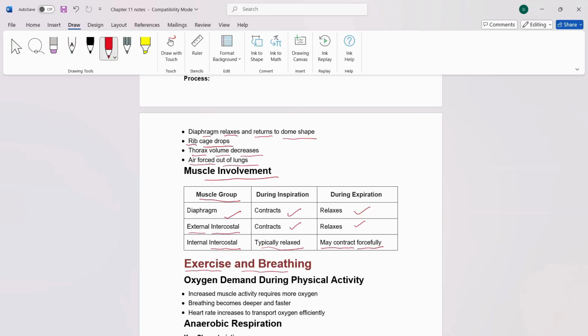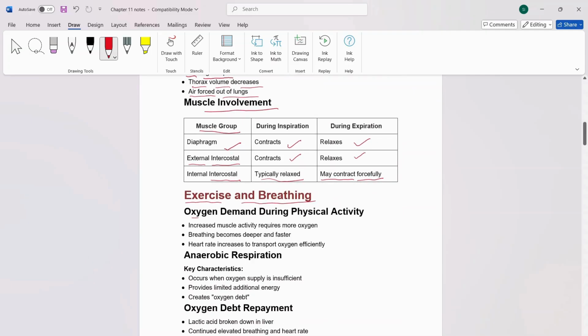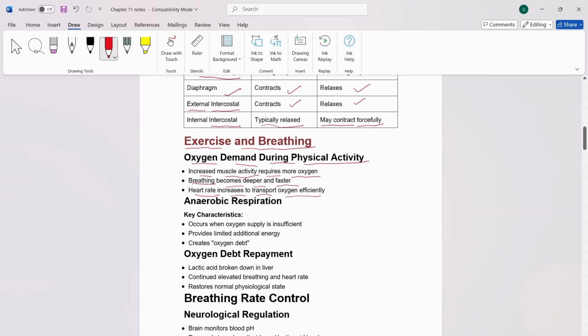Let's talk about exercise and breathing. Oxygen demand during physical activity. Increased muscle activity requires more oxygen. Breathing becomes deeper and faster. Heart rate increases to transport oxygen efficiently.